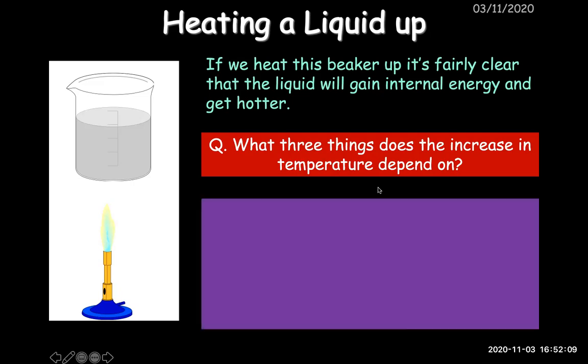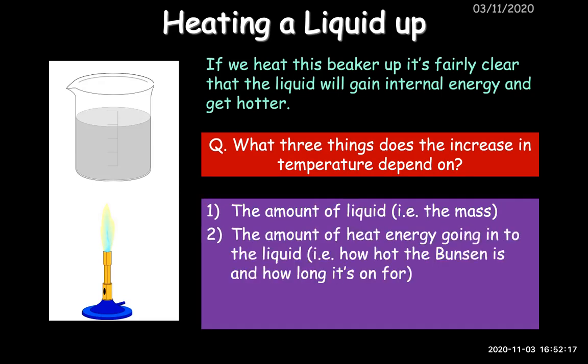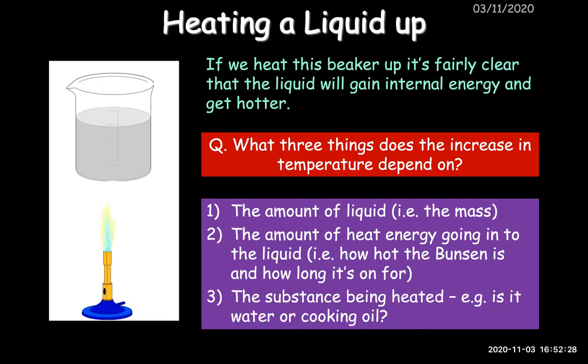Well, firstly, the amount of liquid. So that's the mass of the liquid. The amount of energy going to the liquid, i.e. how hot or how good is that Bunsen and how long is it on for? And the substance itself that's being heated. Is it water? Is it cooking oil? Is it stone? It all depends. So let's go through that again: the amount of energy being supplied and how long it's being supplied for, and the substance being heated.